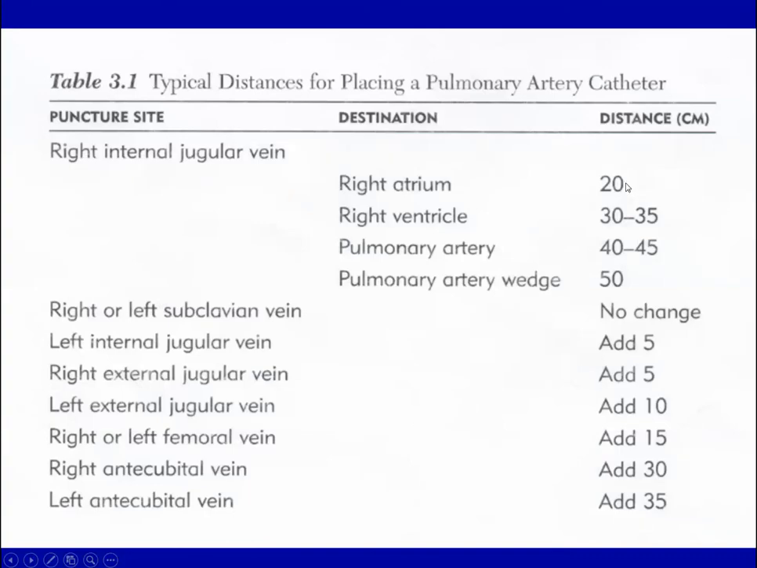These are the typical distance guidelines when introducing the catheter through the right internal jugular vein. The right atrium is usually reached at about 20 centimeters, the right ventricle 30 to 35, the PA 40 to 45, and the wedge 50 to 55 centimeters. These distances are somewhat larger, I think, with the left subclavian and internal jugular, and even more so if you use the femoral.